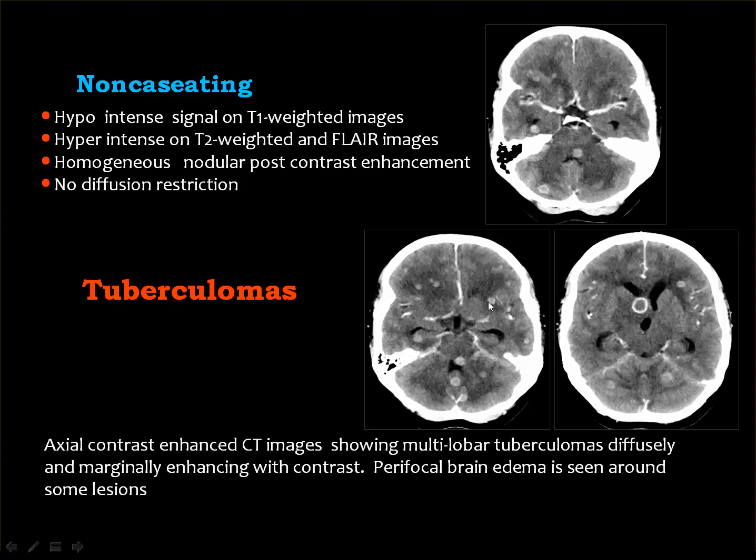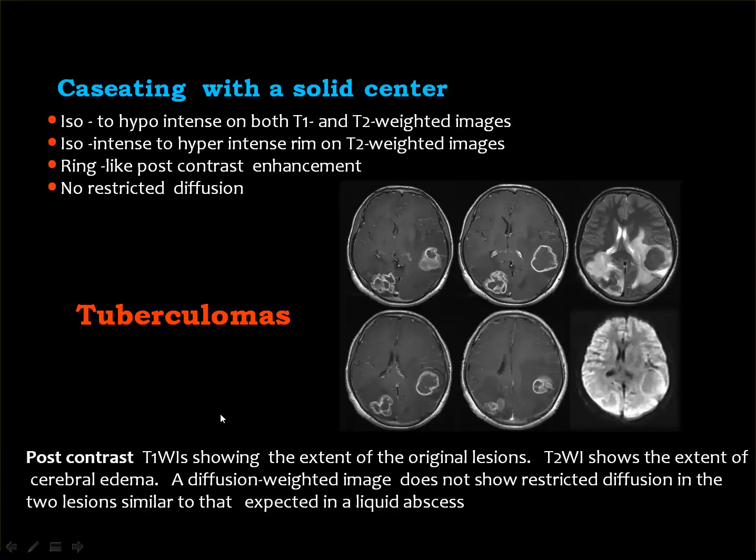And the smaller ones are the best examples of this non-caseating tuberculoma. Then the second type is the caseating tuberculoma with a solid center. At that time, the tuberculoma will appear of intermediate signal in the T1 and T2 weighted images, but the periphery of the tuberculoma will show some hyperintensity in the T2. If you inject contrast material, it will show marginal enhancement, but this will not show diffusion restriction.